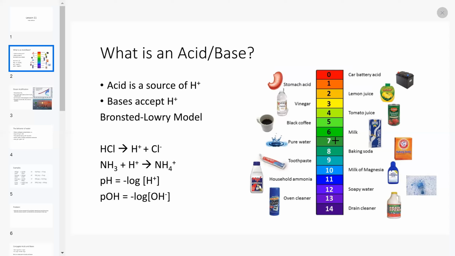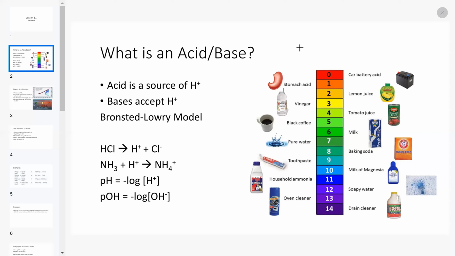So pure water has a hydrogen ion concentration of 10 to the minus 7, right? And car battery acid has a concentration of 10 to the minus 0, so 1 molar. So this is all in moles per liter. So that means car battery acid is like 10 million times more acidic than water, right? And vinegar is 10,000 times more acidic than water. And a drain cleaner is maybe 10 million times more basic than water.